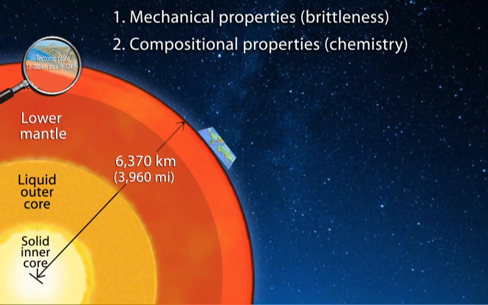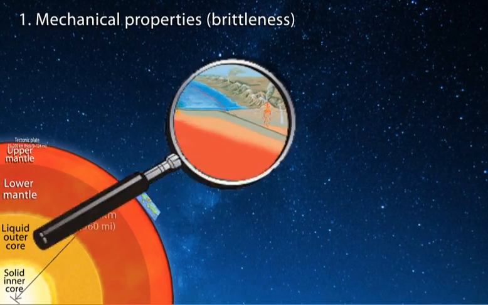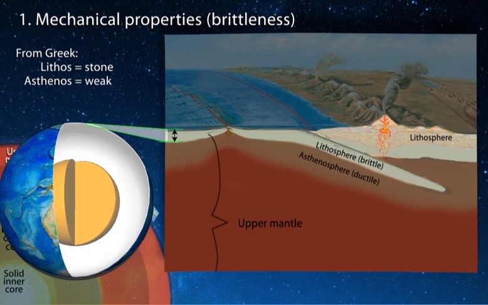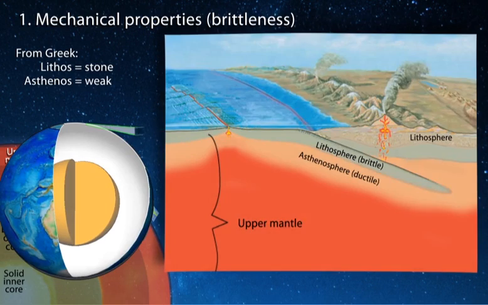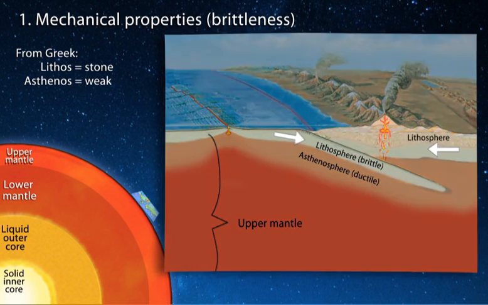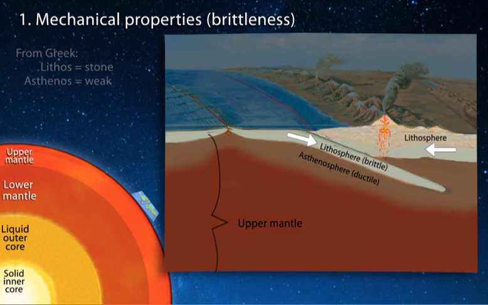First, mechanical. Earth's 100-kilometer thick outermost rigid shell, called the lithosphere, is thin and brittle, analogous in its thickness to an eggshell relative to the Earth's diameter. Lithosphere is underlain by asthenosphere, the weaker and hotter part of the upper mantle. The lithosphere rides over the asthenosphere as enormous slabs called tectonic or lithospheric plates.